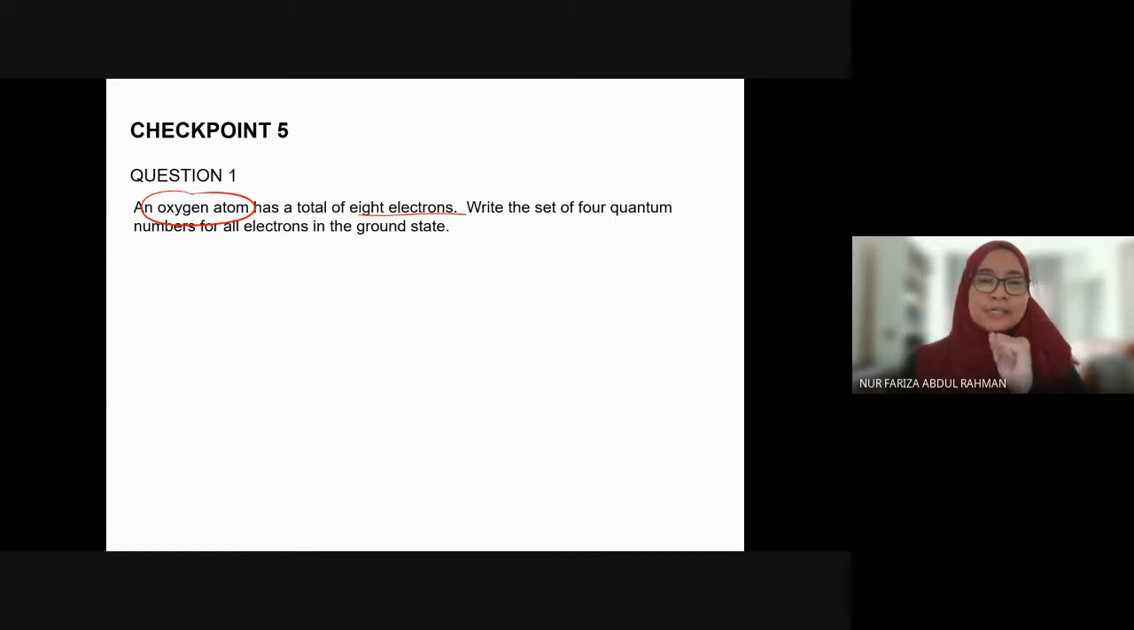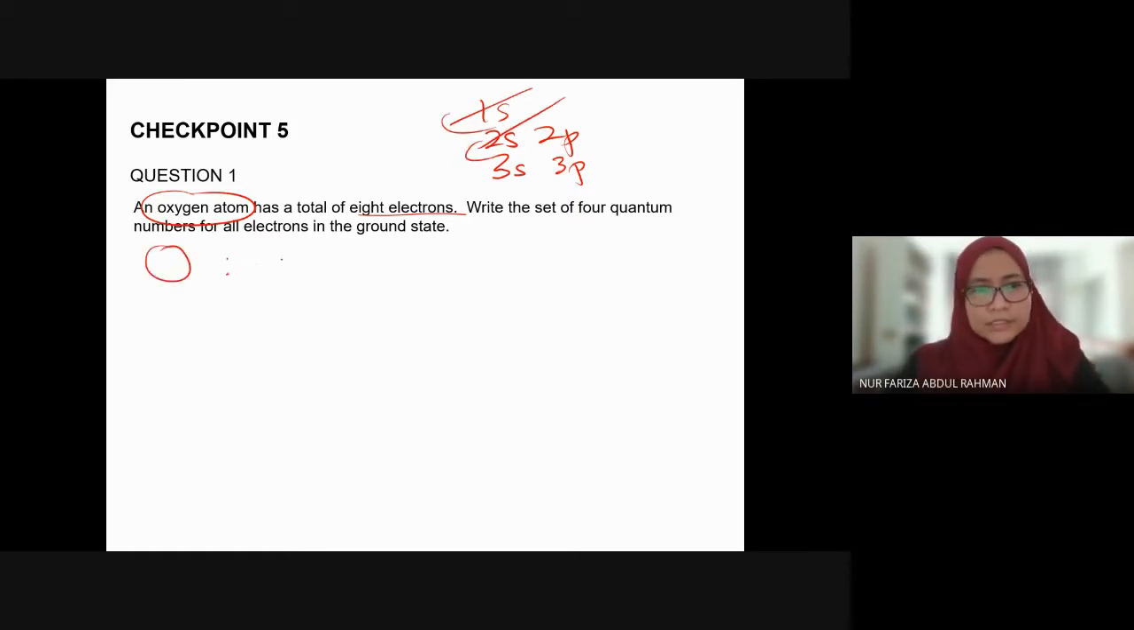How? First thing first is to have the electron configuration. Then only we would know these electrons belong to the s orbital, this electron belongs to the p orbital and so on. That is why we need the electron configuration first. I have memorized it, so I assume we use this. For the oxygen atom, the electron configuration should be 1s2, 2s2, 2p4. So in total there are 8 electrons. Now write the set of 4 quantum numbers.